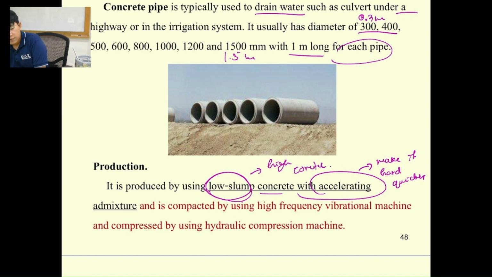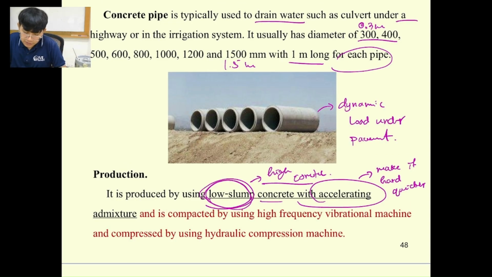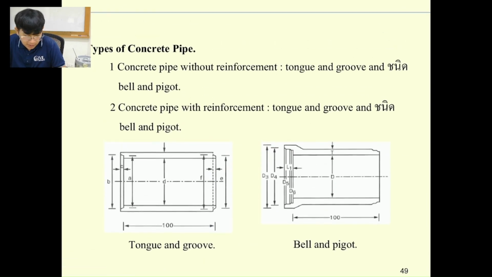Why do we need to use a really high strength concrete for the concrete pipe over here? Because it has a really low slump and it requires a really quick hardening. That's why we need to use a really high frequency vibration machine in order to compact it to become this shape. Okay.